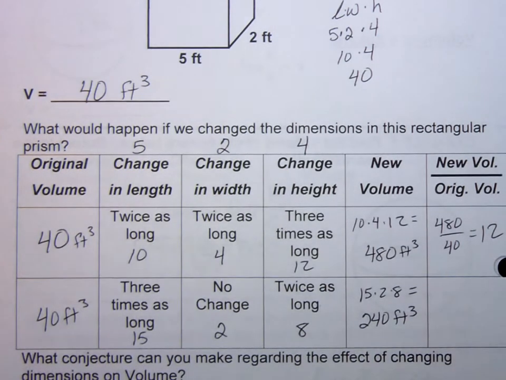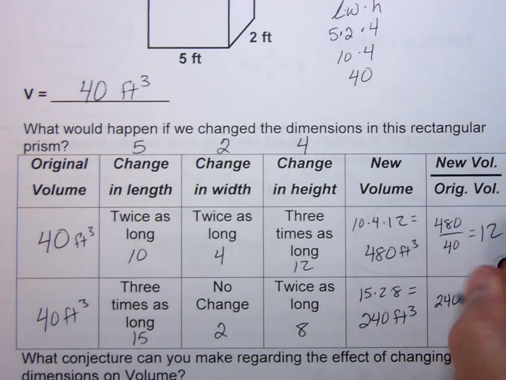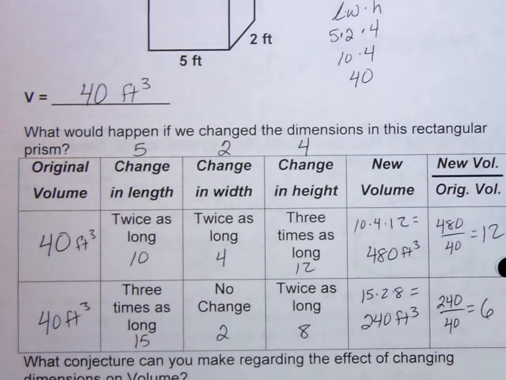So now let's check and see how many times larger that is. So we take our new volume, we divide by the original volume, and it shows us that we got a volume that's 6 times larger than the original. So let's see if we can figure out what kind of pattern is happening here. It says, what conjecture can you make regarding the effect of changing dimensions on volume?